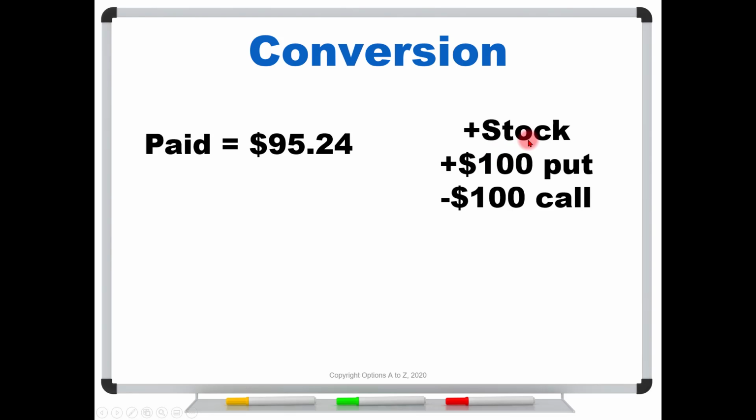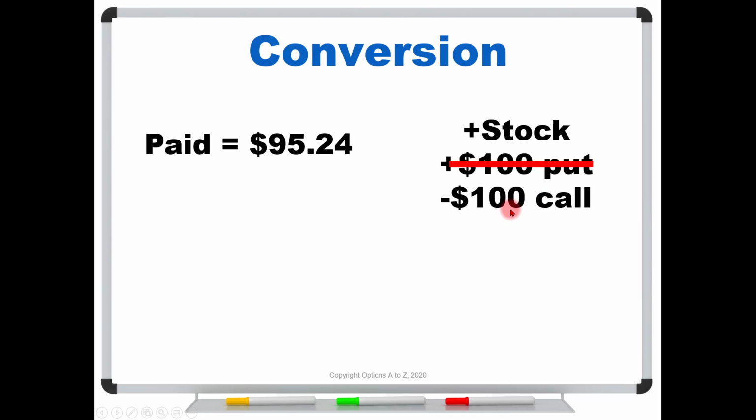First one, the stock equals 100 in a year. The call and the put go out worthless. You sell your shares for 100, so you receive 100, and there you go. You paid $95.24 and you cash out with 100. Well, what if the stock price is greater than 100? Well, now the put goes out worthless. You're short this call, you're going to get assigned.